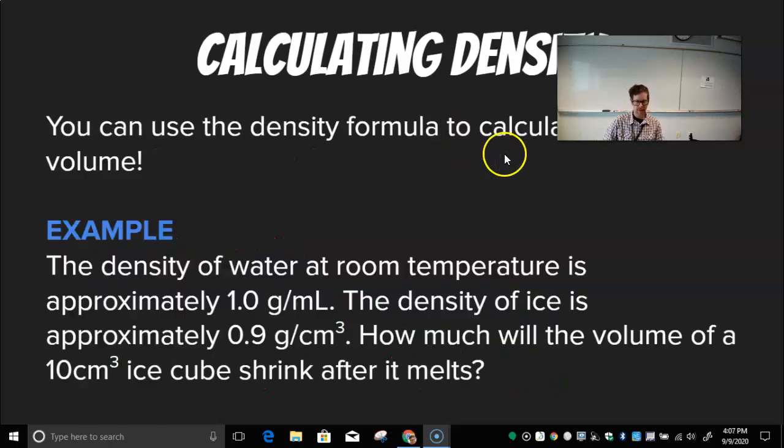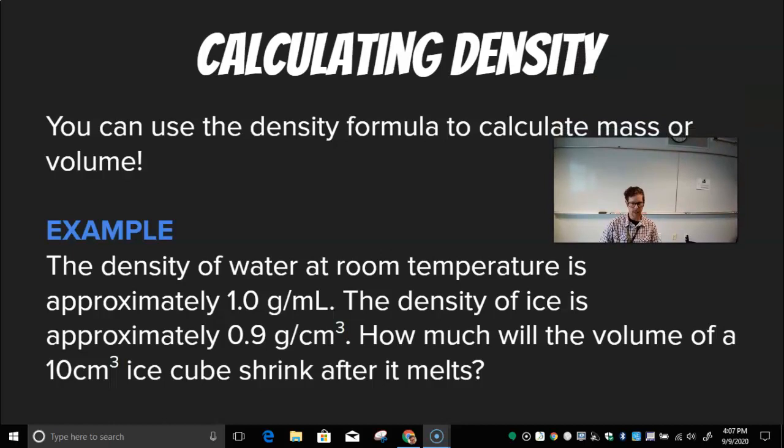All right. Let's try something where we calculate something besides density, because we can use it to calculate mass or volume. So here's a problem that's actually going to require a few steps. So let's think about it. The density of water at room temperature is approximately 1.0 grams per milliliter. The density of ice is approximately 0.9 grams per cubic centimeter. How much will the volume of a 10 cubic centimeter ice shrink after it melts?